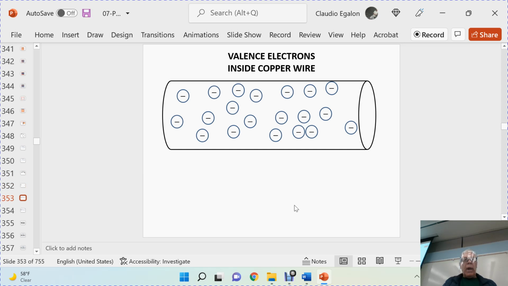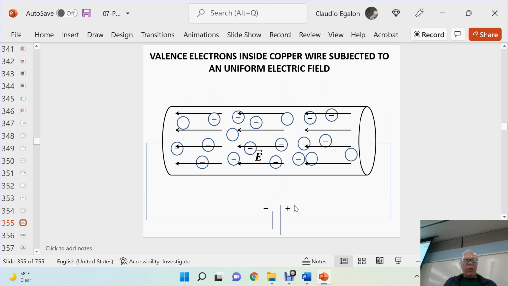Here's a copper wire, with valence electrons inside the copper wire, just the valence electrons, not the inner electrons. Remember, power supply, let's say 10 volts, and the electrons start moving.